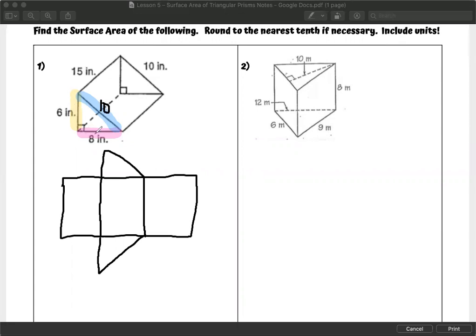So these three side lengths, 1, 2, 3, are going to be the three base lengths of our rectangles on the net. So I'm going to highlight the matching parts here. This is the 6-inch side. This is the 8-inch side. And this is going to be the 10-inch side. And I'm going to label that. So let me pick a different color. We've got 6, 8, 10.